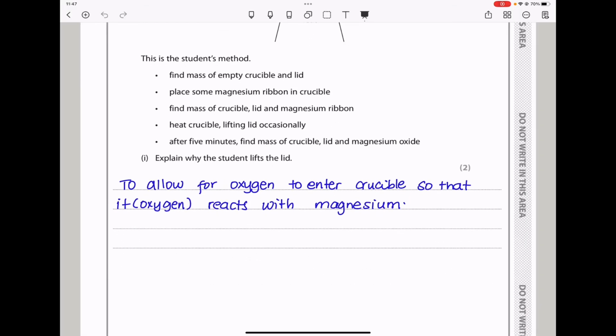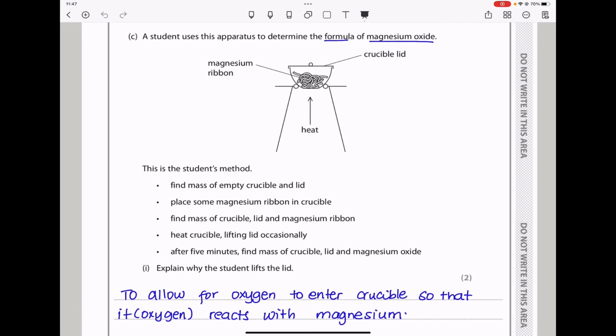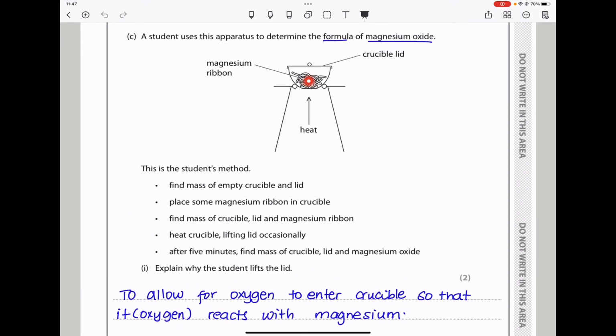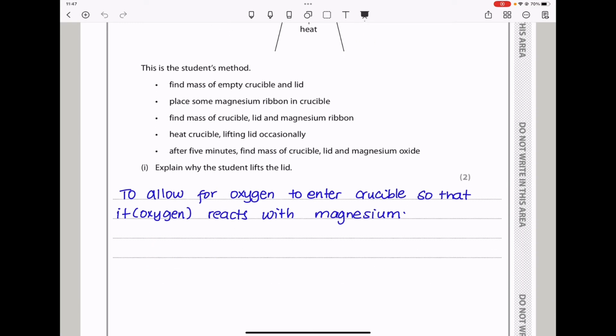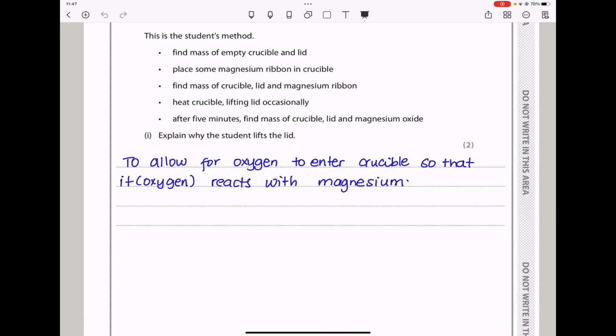The first question says, explain why the student lifts the lid. If you look at the crucible, we have only magnesium, but in the end, we want to have magnesium oxide. That means the oxygen atom is coming from somewhere else, so the lifting of the lid allows for oxygen to come in so that magnesium ribbon reacts with oxygen to form magnesium oxide. So I say to allow the oxygen to enter the crucible so that oxygen reacts with magnesium.